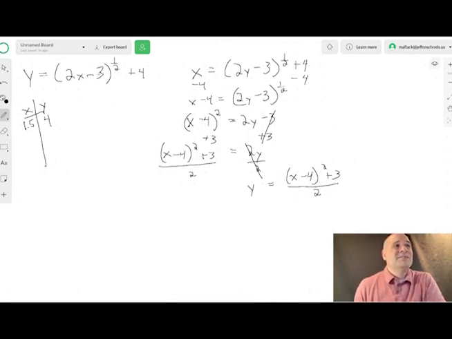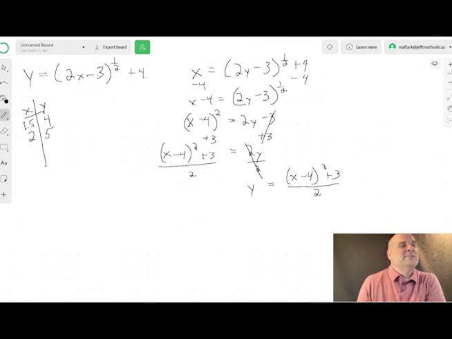So I can take the square root of 1. What will give me a 1 is if this was a 4 minus 3, I'd have a 1 there. So what makes this a 4? x is 2 will give you a 4 minus 3, which is 1. Square root of 1 is 1. Plus 4 is 5.